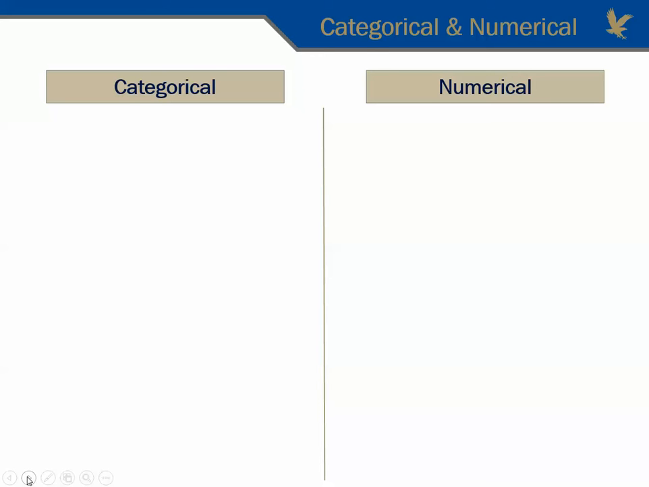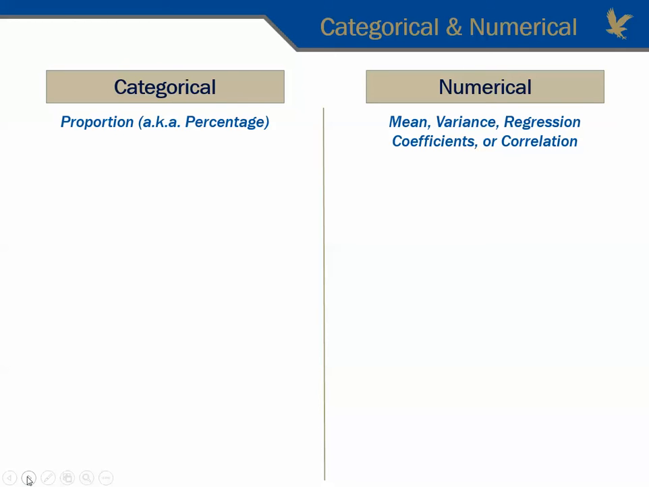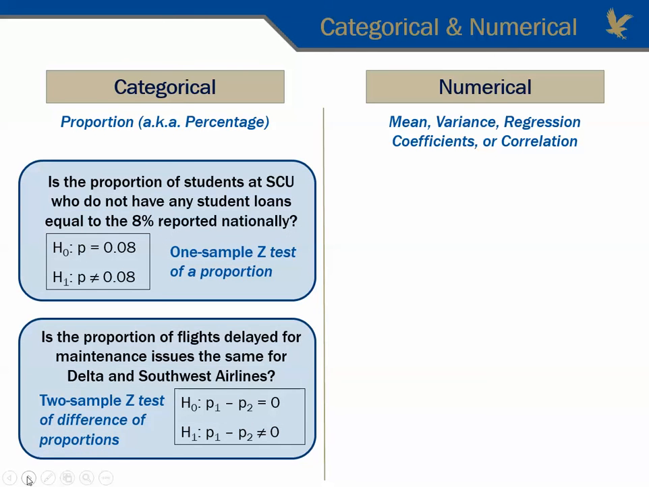With categorical data, the research question and hypotheses will be about a population proportion. Sometimes the wording will be about a percentage, which is a proportion times 100%. When the research question and hypotheses are about a mean, variance, regression coefficients, or correlation, you will be working with numerical data. Here are two types of proportion questions that may have been asked and answered in the typical first class in statistics.